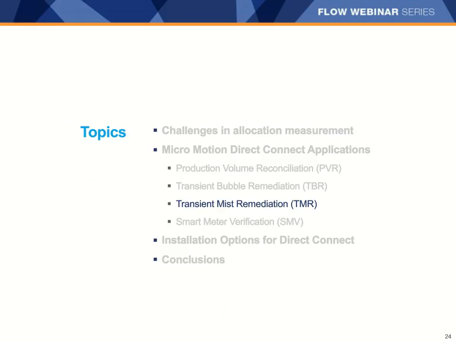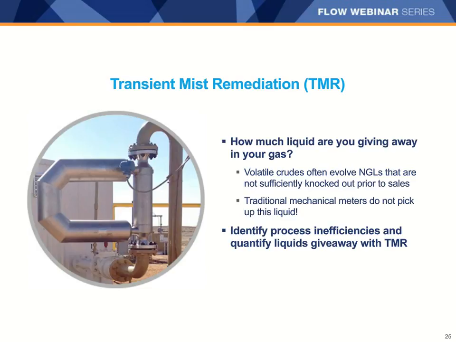So we've talked extensively about what to do for liquids that have bubbles present. Transient mist remediation takes those same principles and applies them to gas. So this is particularly interesting to customers who are concerned that they are giving away liquids with their gas. So by installing a Coriolis meter with TMR on your gas legs, you can identify how much liquid is going down to the pipeline operator and make changes to your process to try to decrease this.